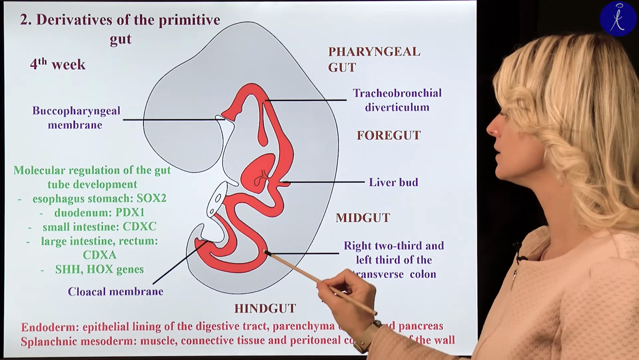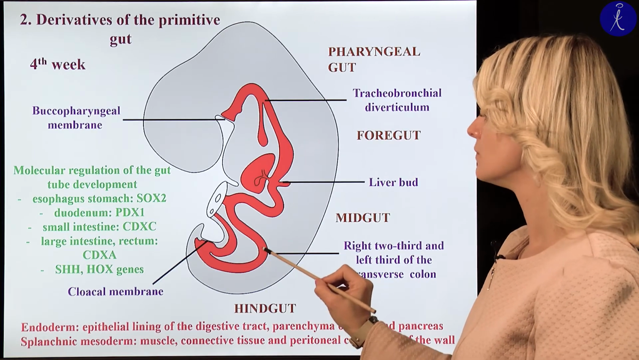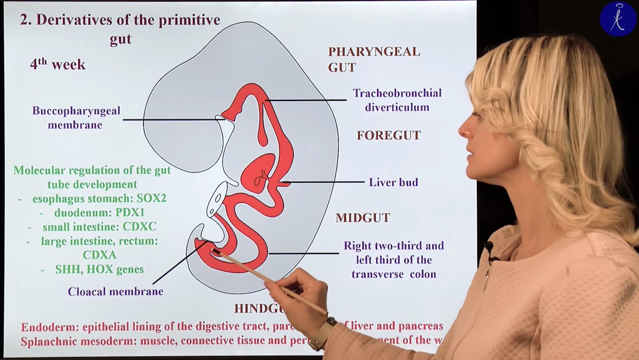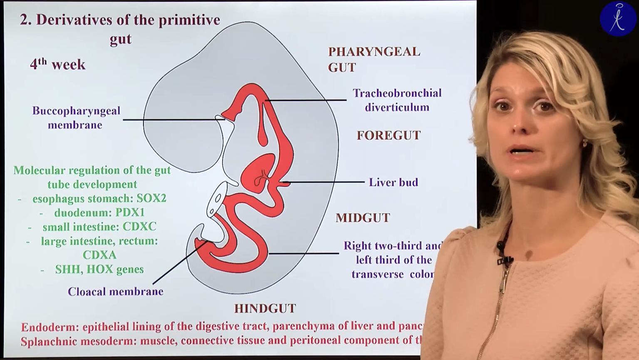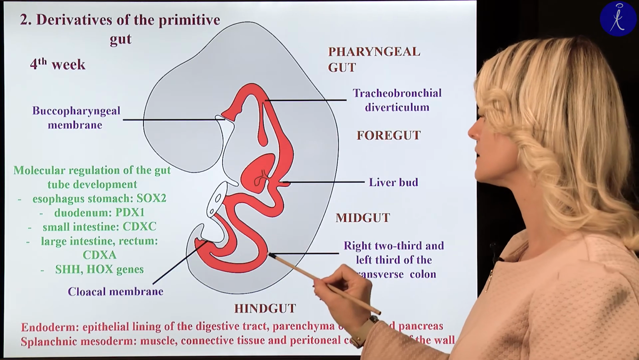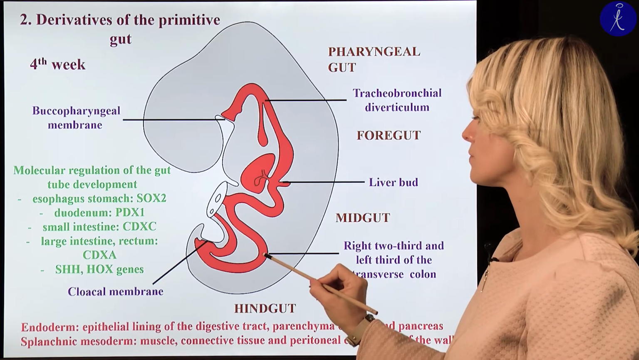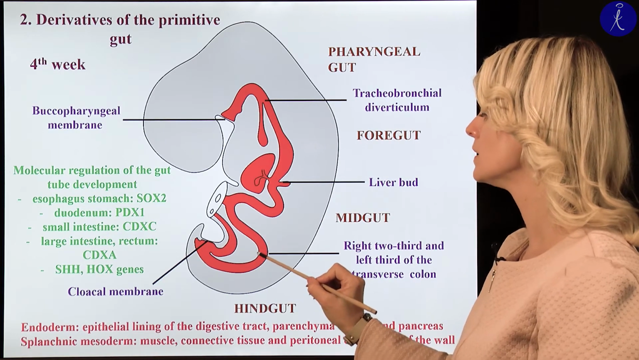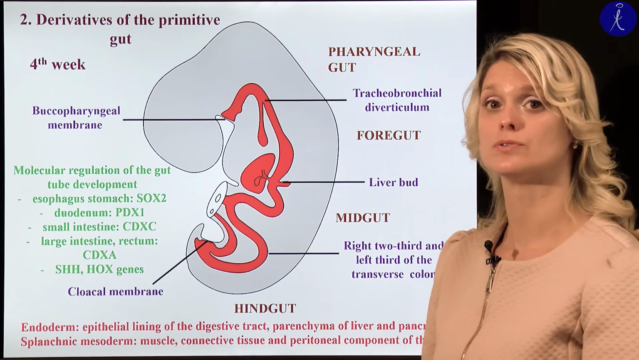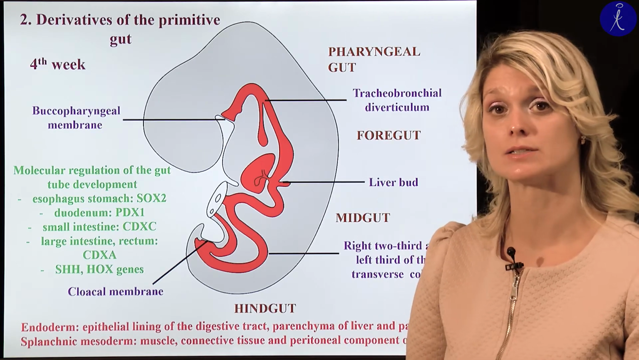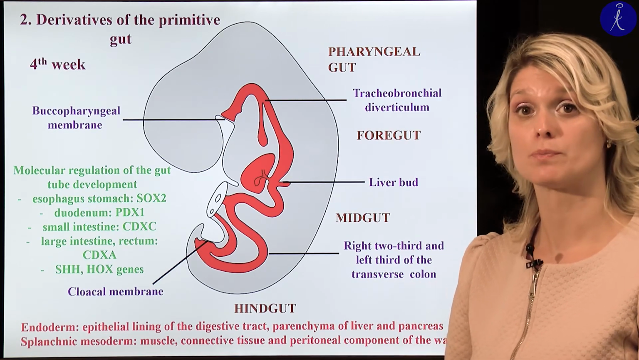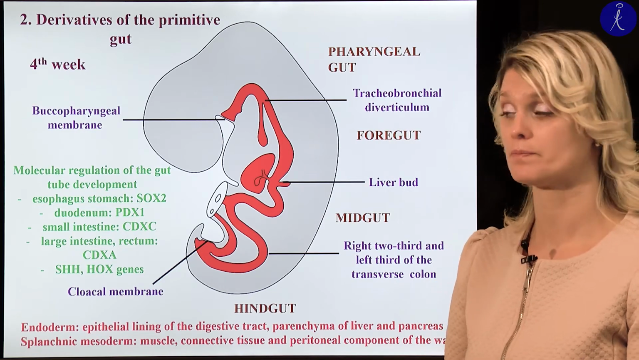And finally, you can see the hindgut, which extends to the cloacal membrane. From the hindgut will develop the distal 1/3 of the transverse colon, the descending colon, the sigmoid colon, the rectum, and the upper part of the anal canal.